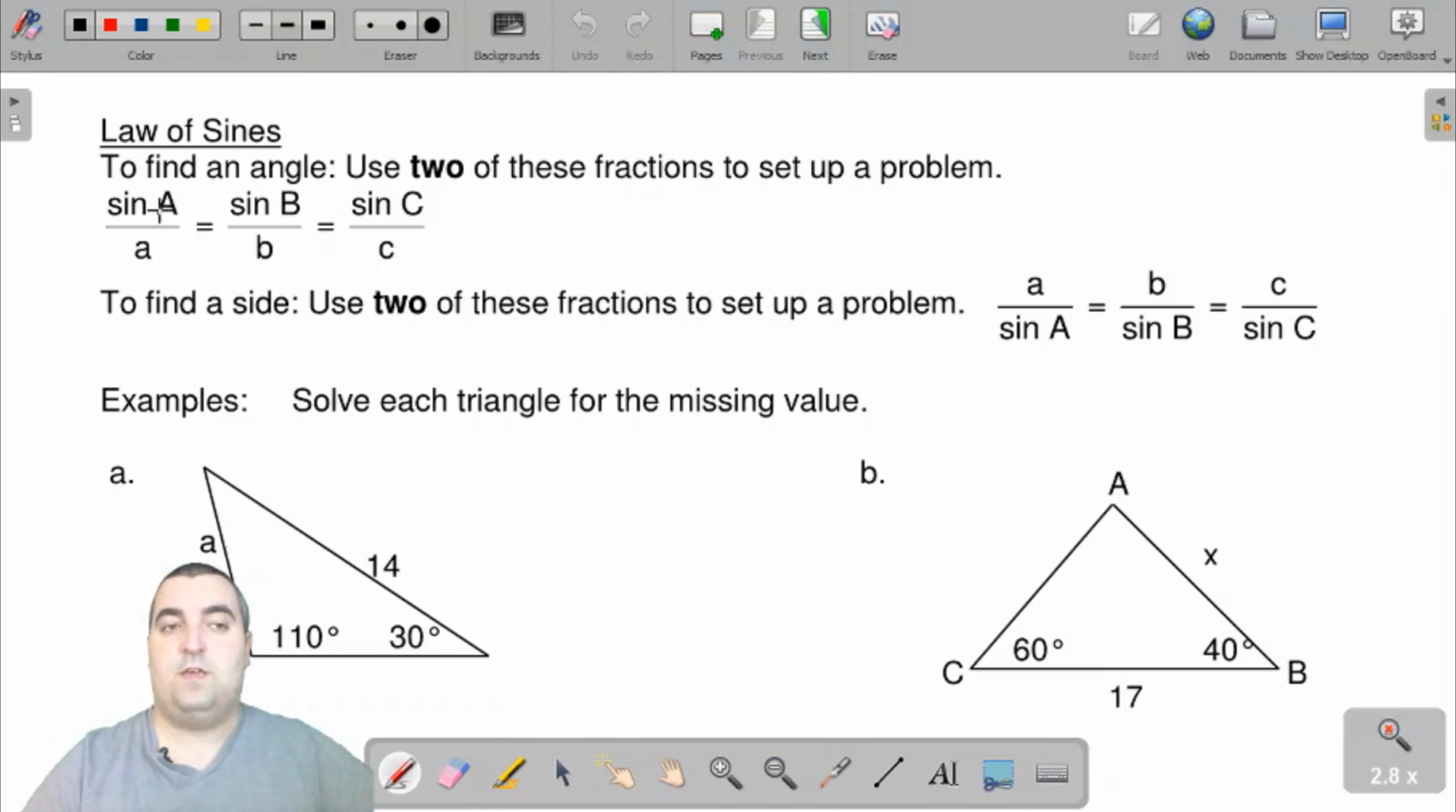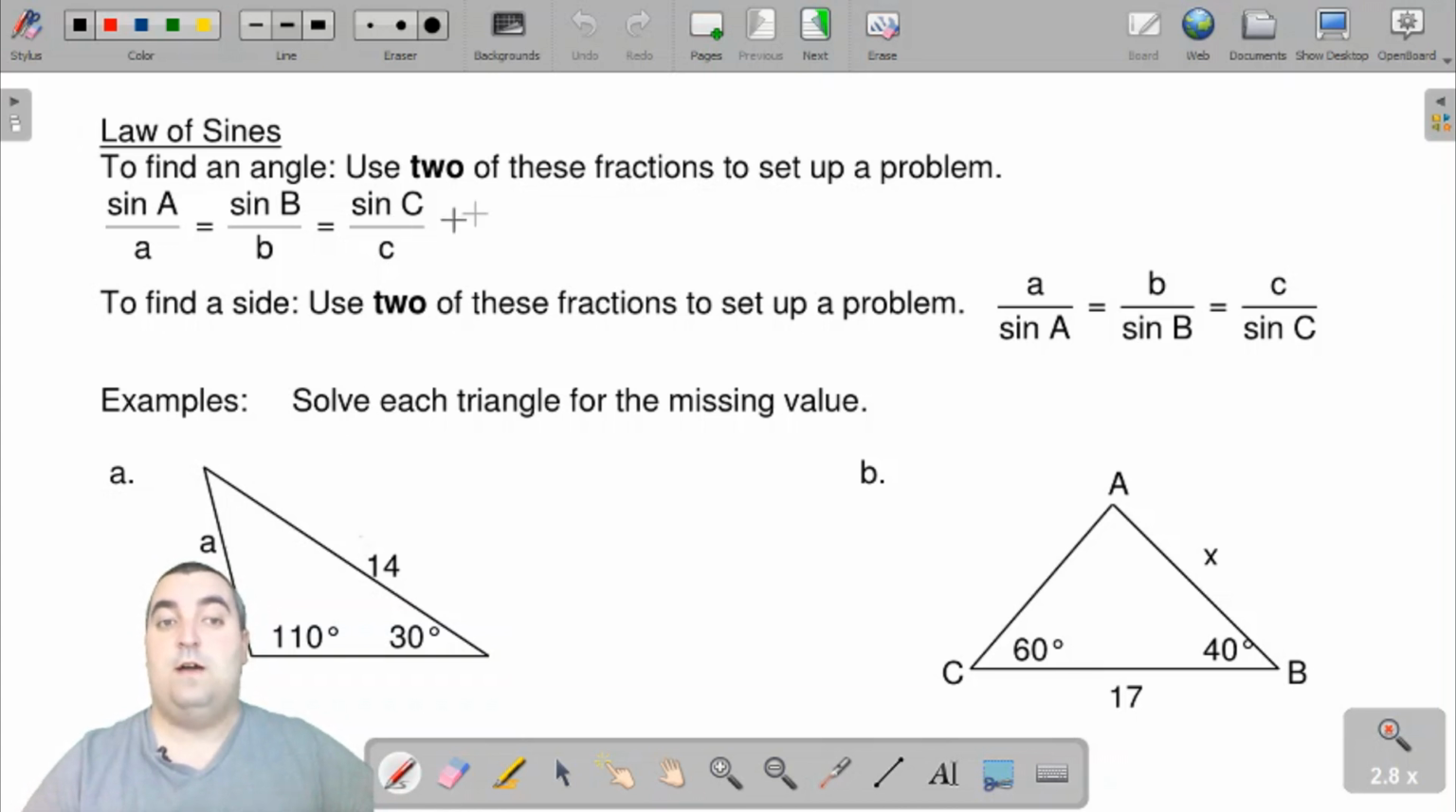The first way, and remember, capital letters are the angle, and the lowercase letters are the side across from it. So here we can write it where it's sine of A over a equals sine of B over b equals sine of C over c. And when we're doing problems, we're going to use only two of the fractions to set up the problem.